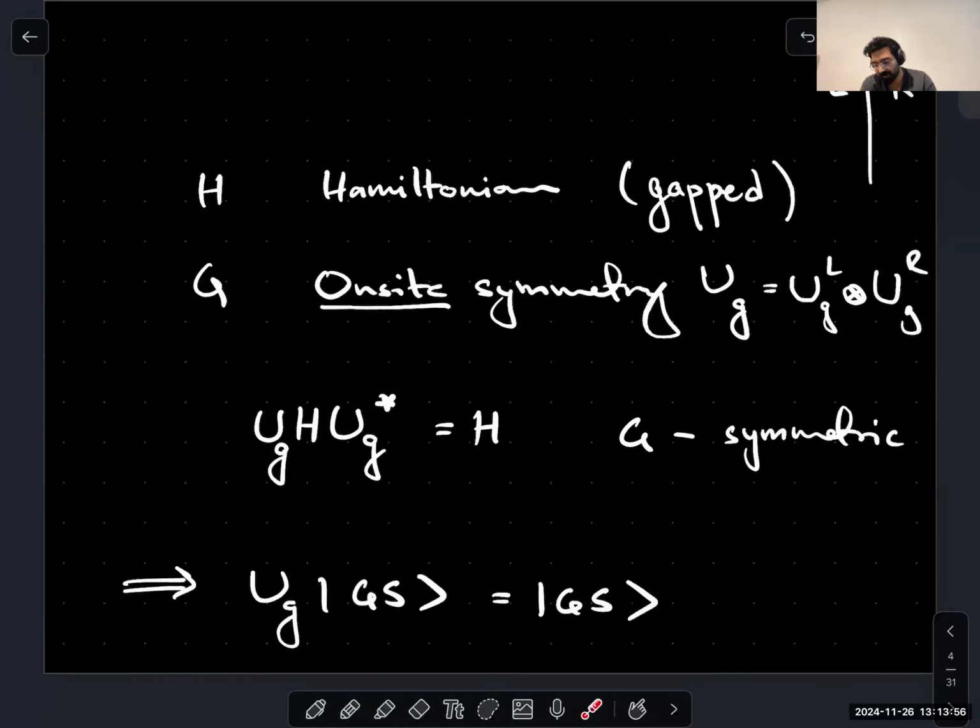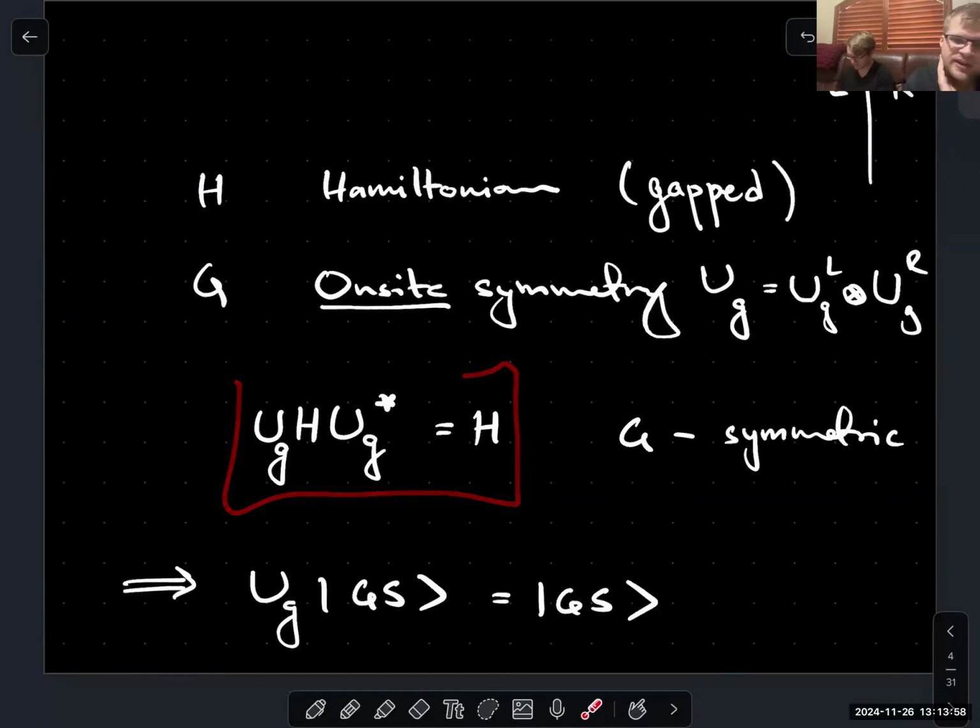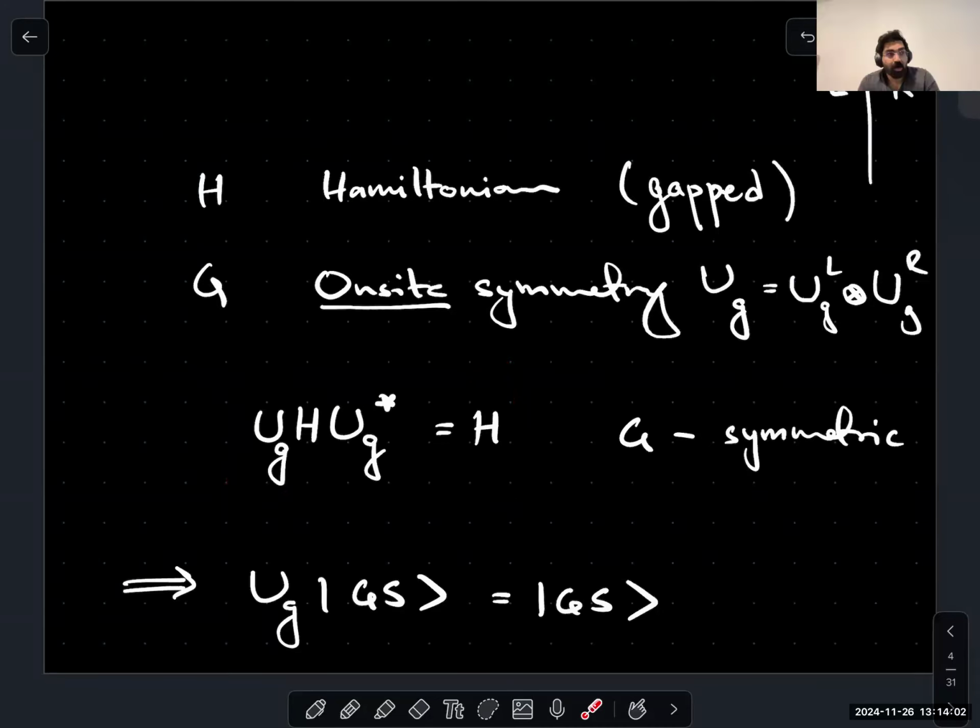Okay. And then finally, would you say that's the definition of on-site, or would you say that that's a property of being on-site? So the definition is sort of interchangeable. You can choose one to be the property and the other to be the definition. If you have this, then it implies that it only acts on every site as a product representation of the symmetry. So yeah, you could interchange it.